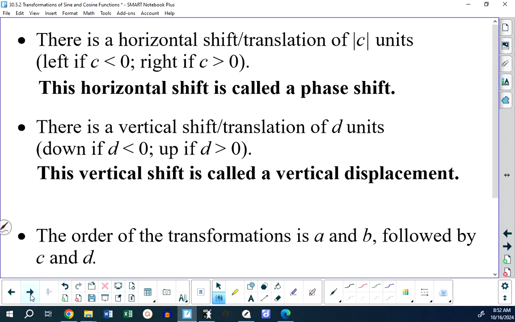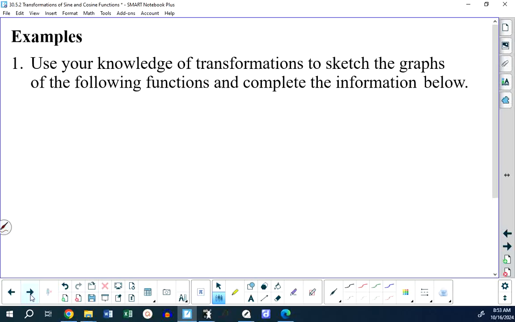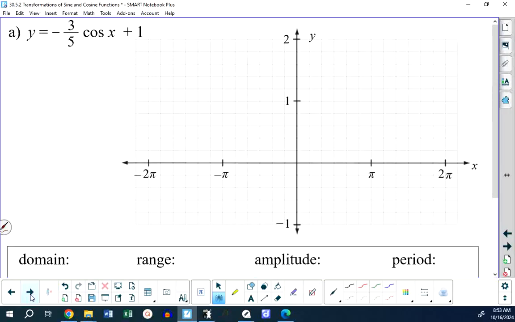And the order is the same as the order that we talked about before with A, B, H, and K. You have to take care of the effects of A and B before you tackle the effects of H and K. So you have to do A and B before C and D. So let's get going here. We're going to use our knowledge of transformations to sketch the graphs of a couple of functions. And then we're going to talk about the domain, range, amplitude, and period.